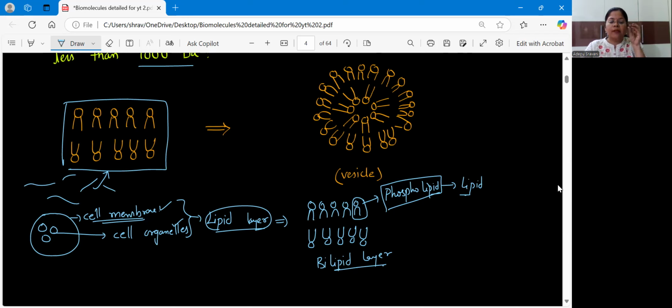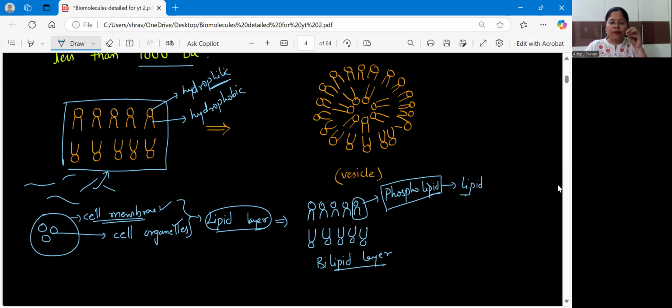Now what happens? These phospholipids, as you might have read in Cell, the Unit of Life, have got two parts: one hydrophobic and one hydrophilic. So this head part we call the hydrophilic part, and the two tails of the phospholipid are hydrophobic. Hydrophilic means water loving and hydrophobic means water hating.